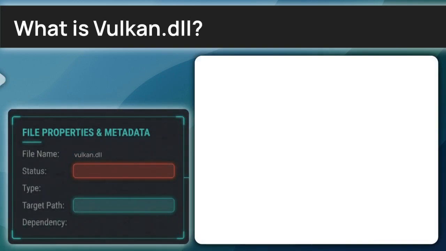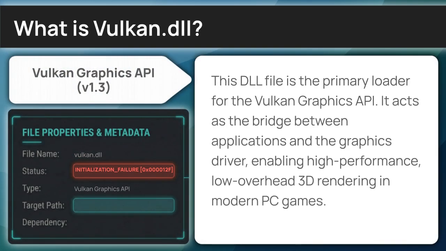This DLL file is the primary loader for the Vulkan Graphics API. It acts as the bridge between applications and the graphics driver, enabling high-performance, low-overhead 3D rendering in modern PC games.